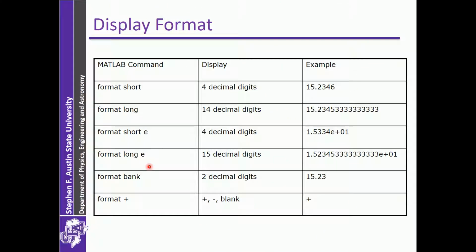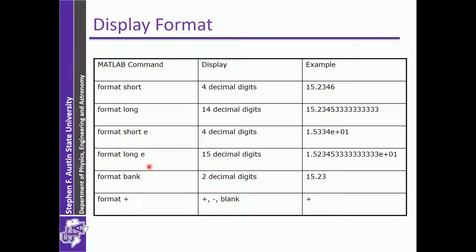Other display formats in MATLAB, basically we have format short. It will display basically 4 decimals. Format long will display 14 decimals. Format E will display everything in 4 decimal scientific notation. Format long E, 15 decimals in scientific notation. Format bank will be 2 decimals. And format plus, basically it will just show us if it's positive or negative.